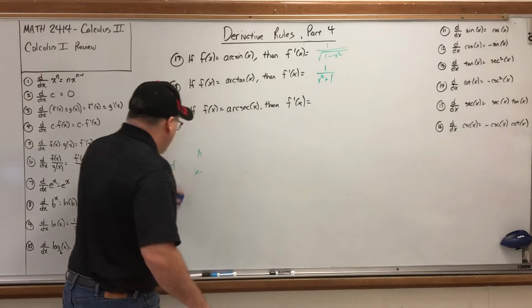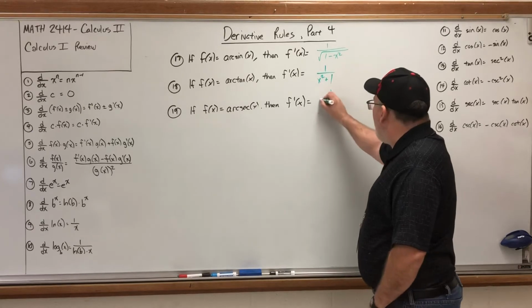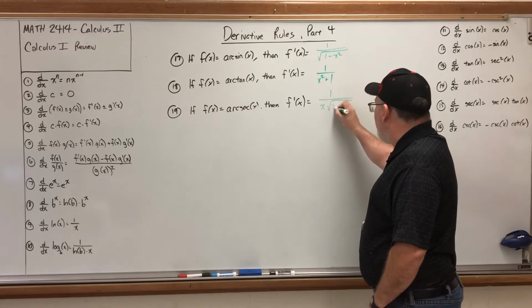What is the derivative of arcsecant? The derivative of arcsecant is 1 over x times the square root of x squared minus 1.